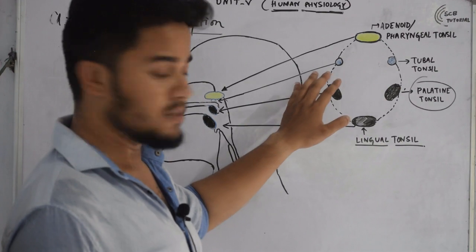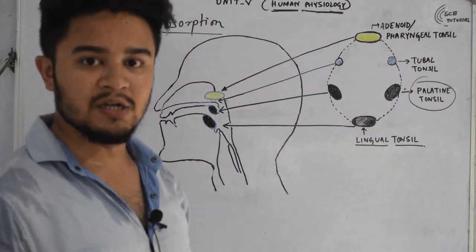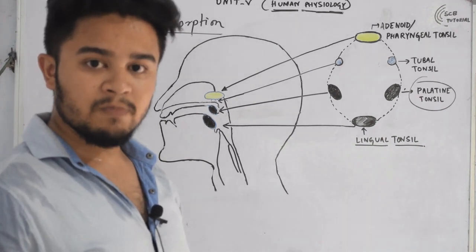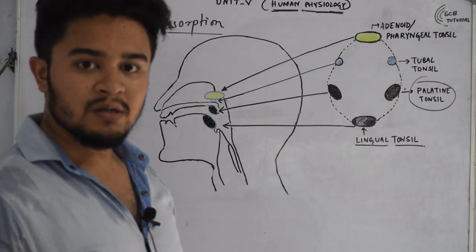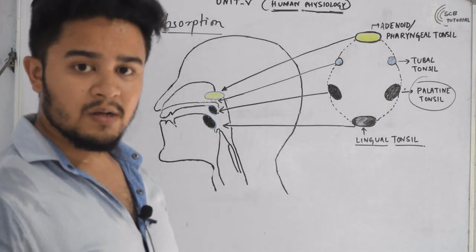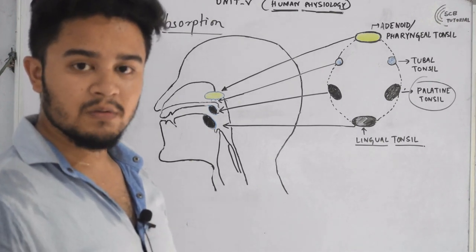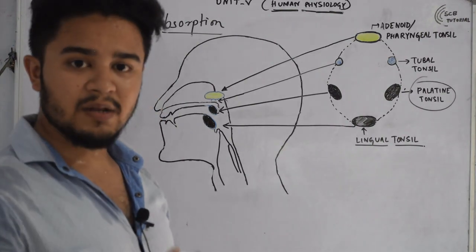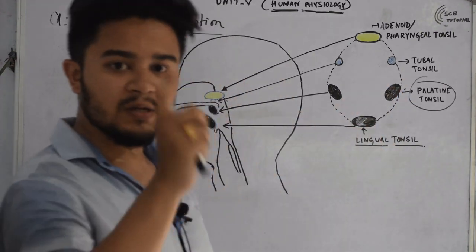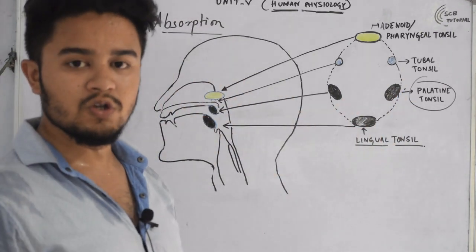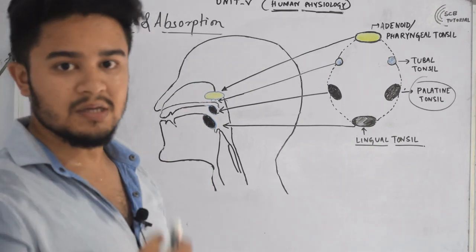And just below it, there is the tubal tonsil. These tubal tonsils are present around the eustachian tube, right? The students who have already read about neural control and coordination, about the ear, I think you have come across this eustachian tube. That means from the middle ear a tube arises, and that tube opens into the nasopharynx region, and that tube is called the eustachian tube. So these tubal tonsils are present around the eustachian tube. That means there will be two tubal tonsils, because there will be two eustachian tubes, arising from each ear.